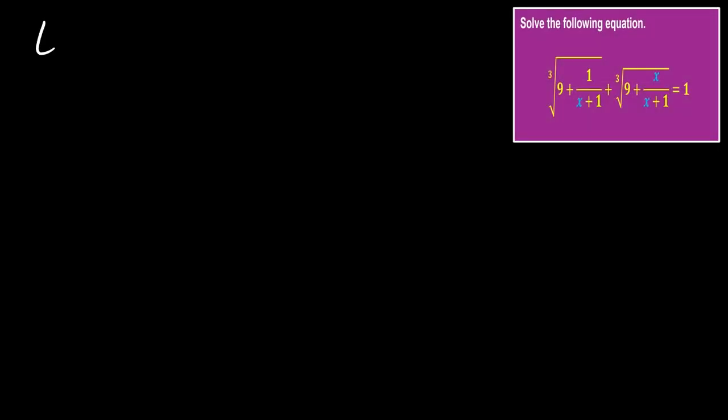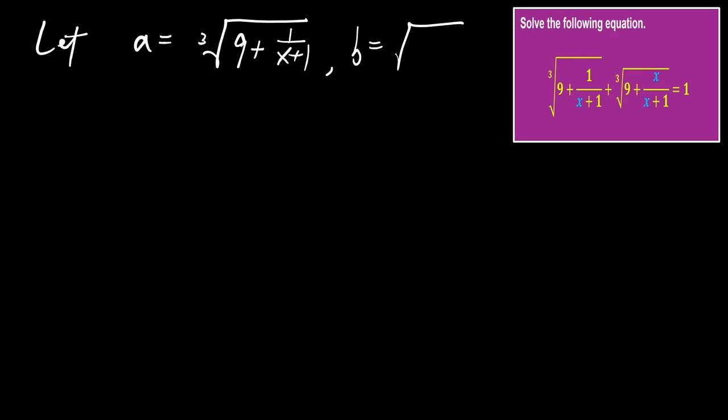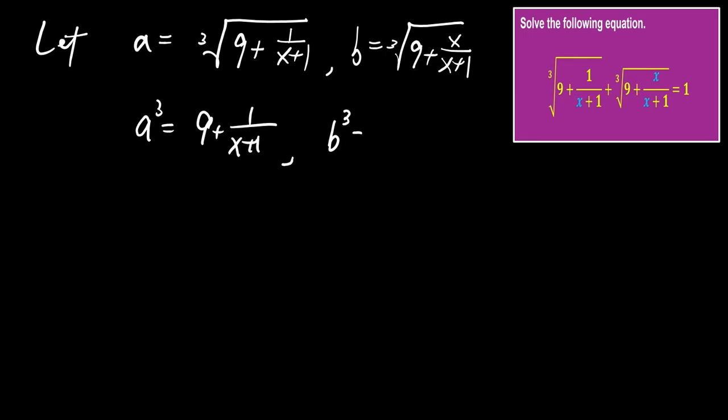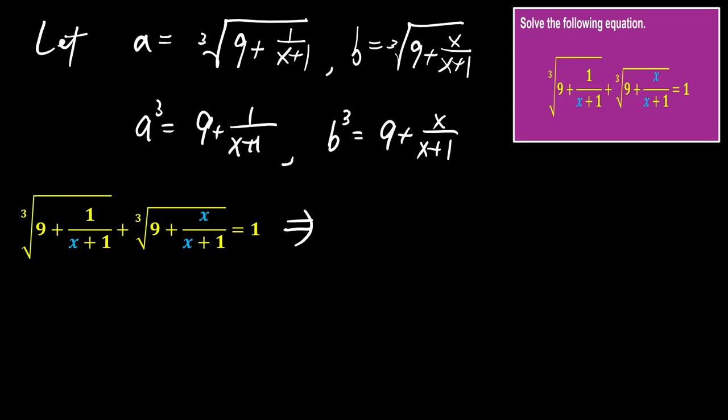The method of doing this is we let a be the first term, cube root of 9 plus 1 over 1 plus x, and b be the second term, that is cube root of 9 plus x over x plus 1. Therefore, we have a cubed equals 9 plus 1 over x plus 1, b cubed equals 9 plus x over x plus 1. From the original equation, it implies that a plus b equals 1.